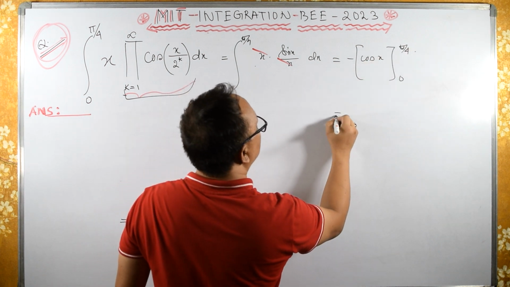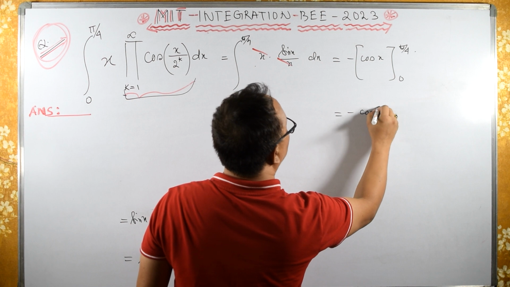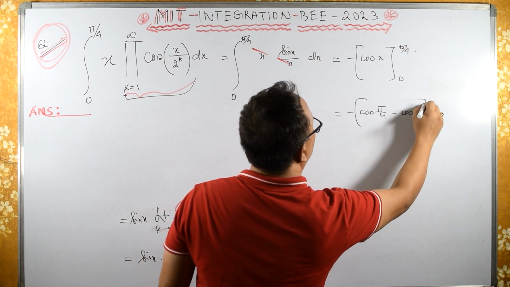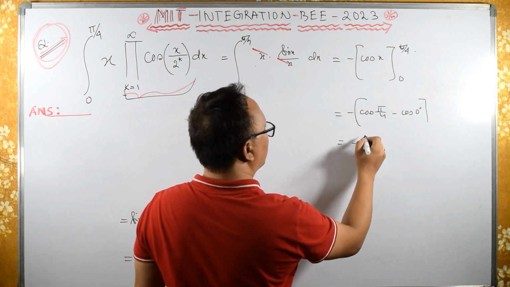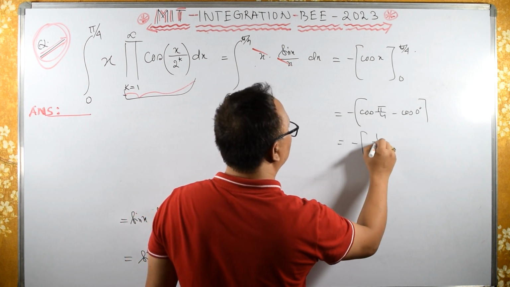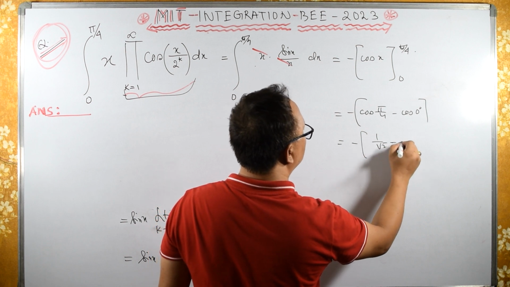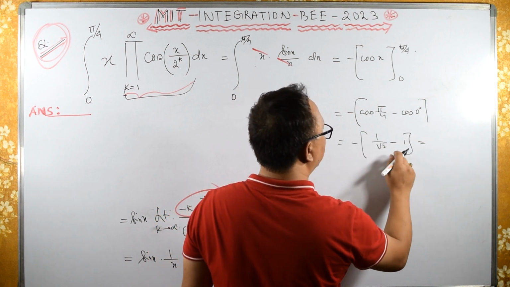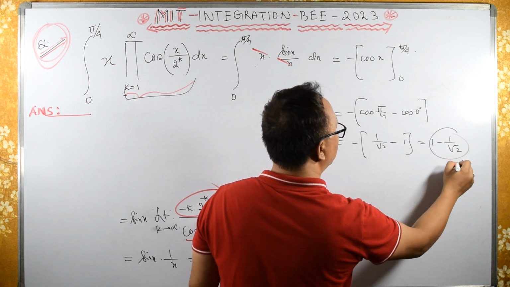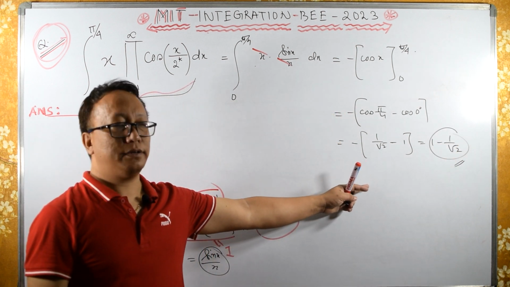So upper limit minus lower limit: minus cos of pi by 4 minus, minus cos of 0. Cos pi by 4, cos 45, is 1 by root 2, and cos 0 is 1. So this gives 1 minus 1 by root 2. This is the required answer.